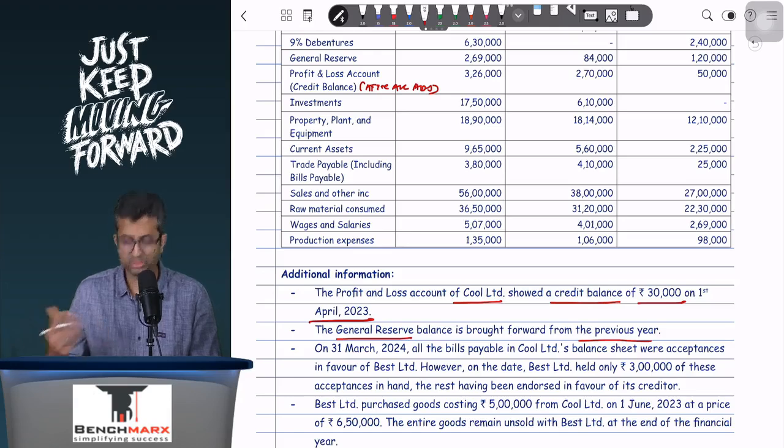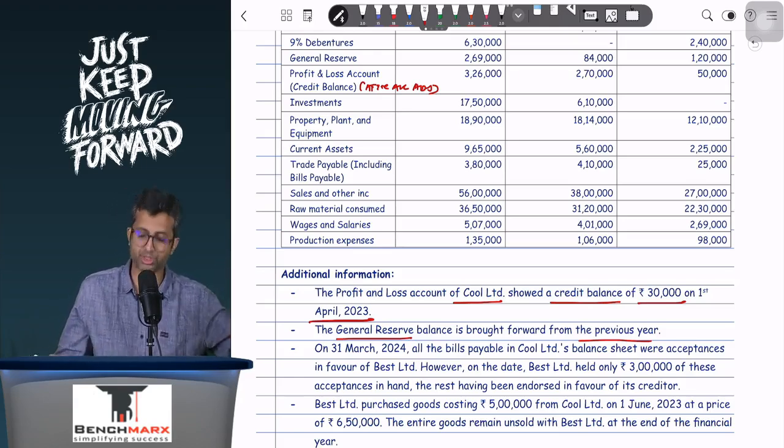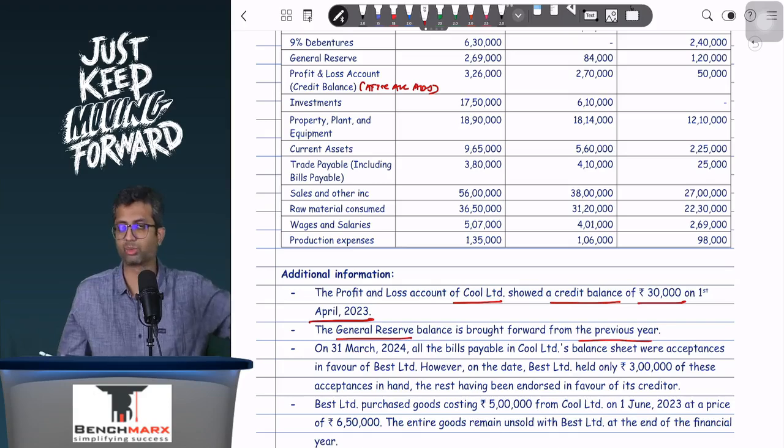Okay, so there's no increase in the general reserve. The entire general reserve is pre-acquisition, in profit and loss. There must be some profits during the year, out of which the first 10 months of profit will be pre-acquisition, because the acquisition is on 1st February. The last 2 months of profit will be post-acquisition.